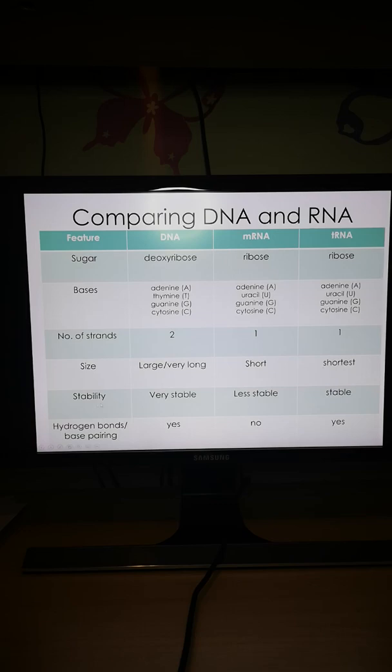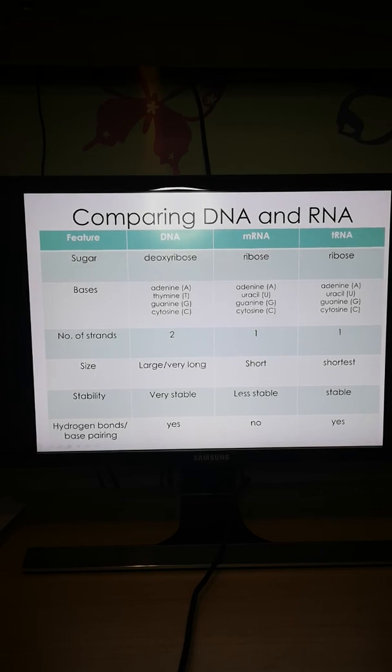The next one's stability, so how long it lasts. Okay, so DNA is very stable. As you know, we've been able to extract DNA from bone samples hundreds of thousand years old, or teeth, tooth enamel, or insects encased in amber. So it's a very stable molecule, mainly because of all that complementary base pairing between the bases, and the bases being on the inside of that double helix.